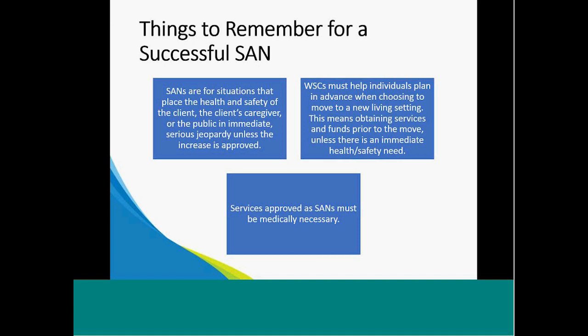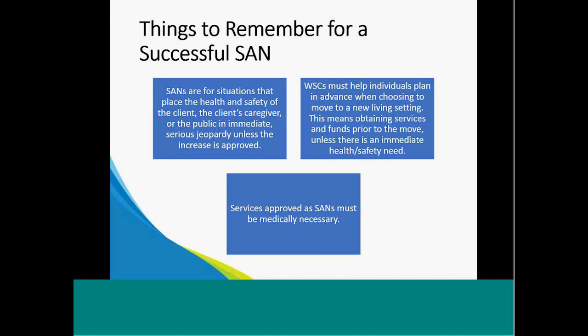Okay, so you know that we went over the SAN criteria. Again, we want to make sure that when you're requesting additional funds, it's truly extraordinary needs that will place the health and safety of the client, caregiver, or the public in immediate serious jeopardy unless the increase is approved. And again, I want to emphasize that both Director Palmer and legislators downtown are very focused on this, and it is something that we have to follow.